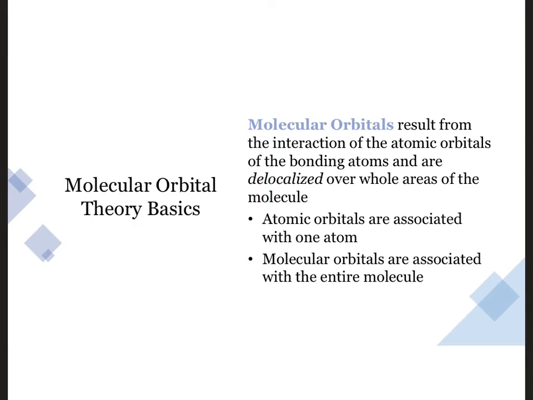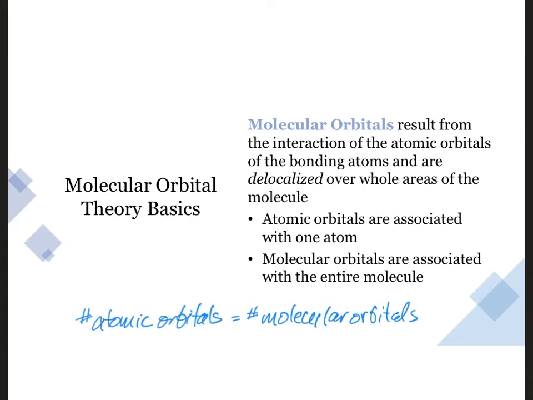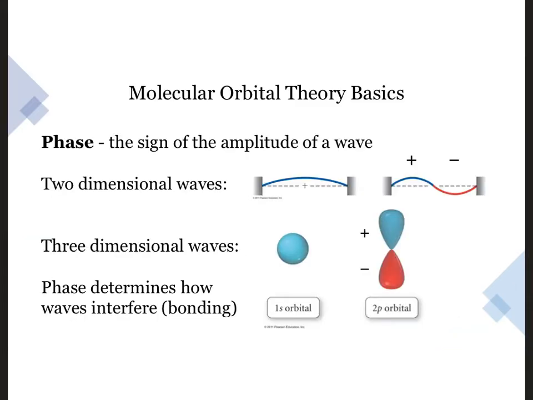Just like valence bond theory, the number of atomic orbitals that combine will give the same number of molecular orbitals, but half of them will be lower in energy, which is ideal, and half of the molecular orbitals will be higher in energy. Let's look at some waves to understand why. If we think about the properties of a 2-dimensional wave, we can classify the amplitude with plus and minus signs for an amplitude above or below the axis, respectively.